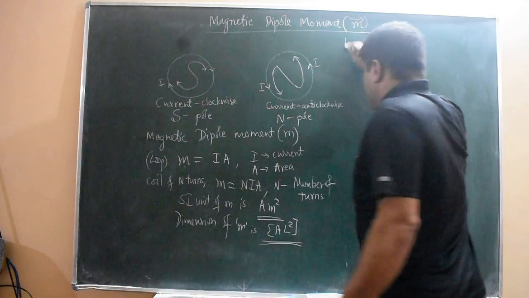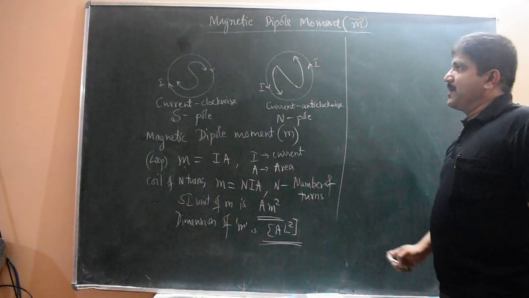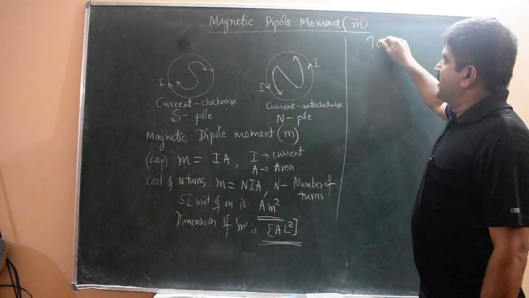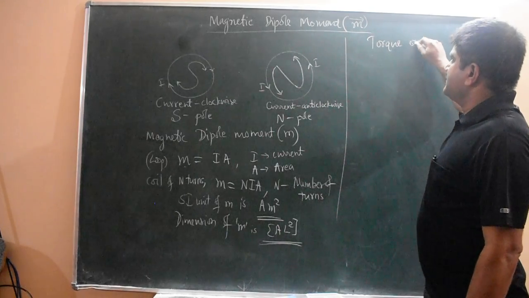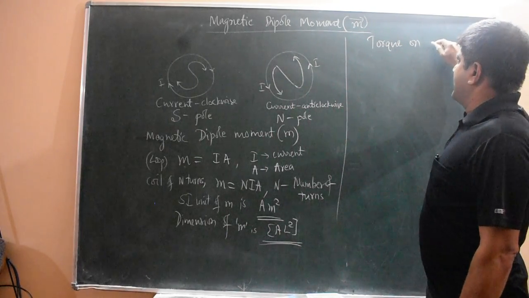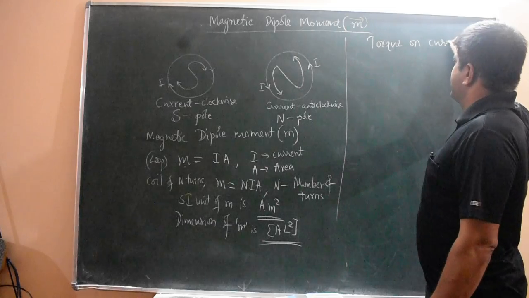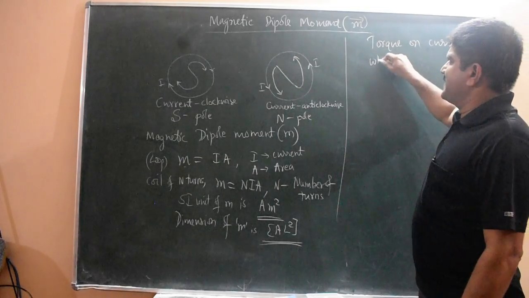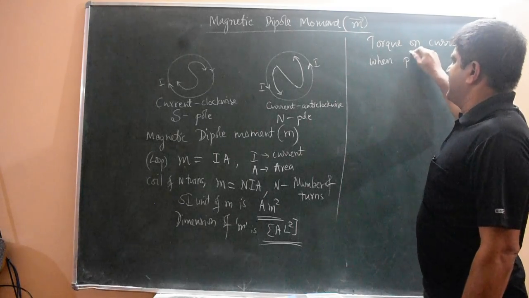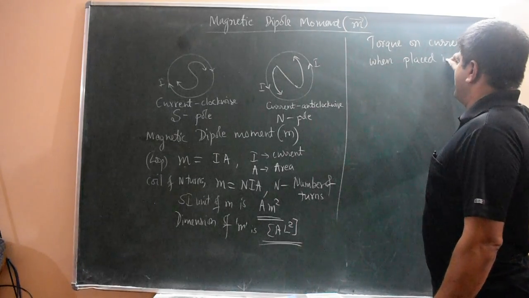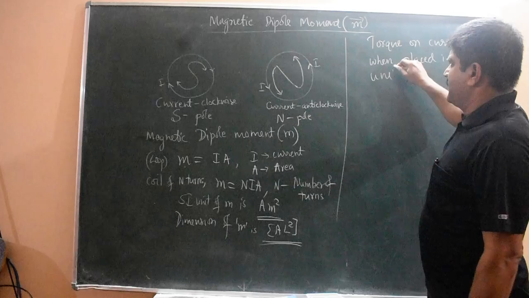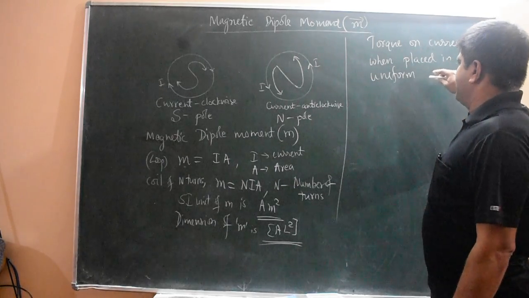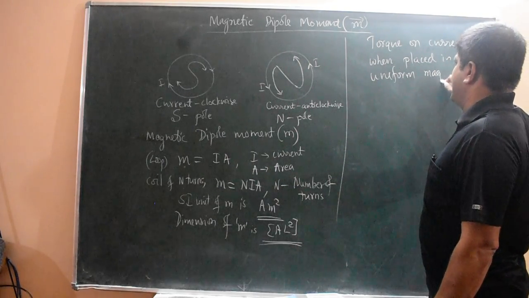Next comes the torque acting on the dipole. The torque expression: torque on a current loop or coil when placed in a uniform magnetic field.